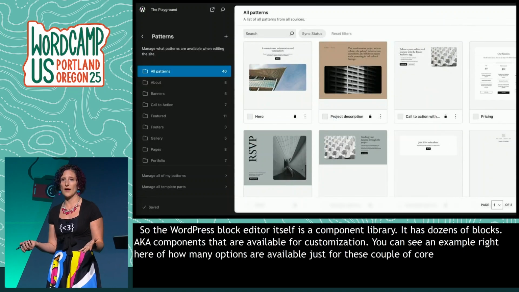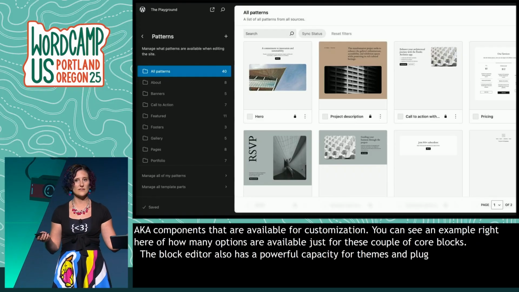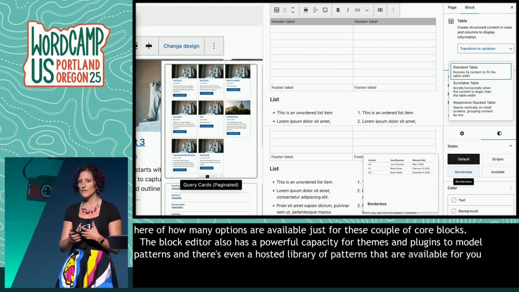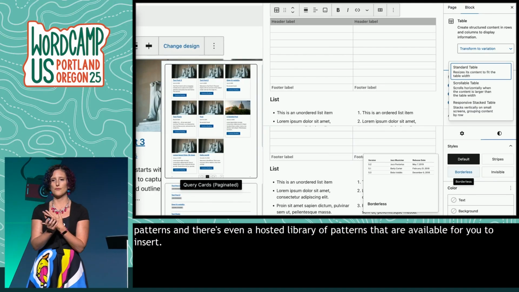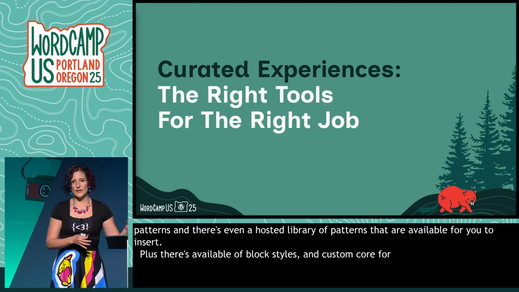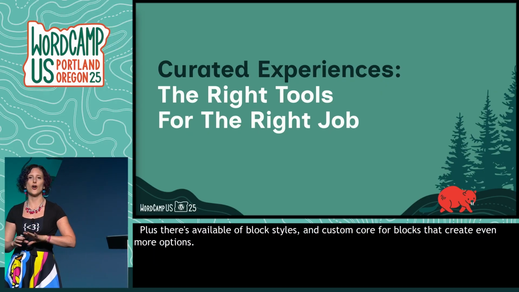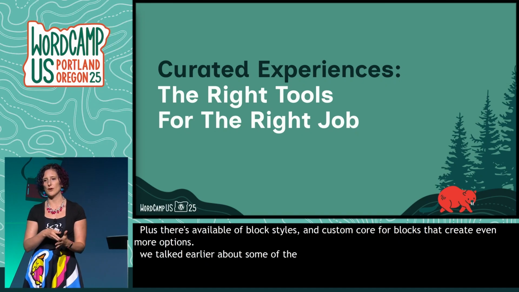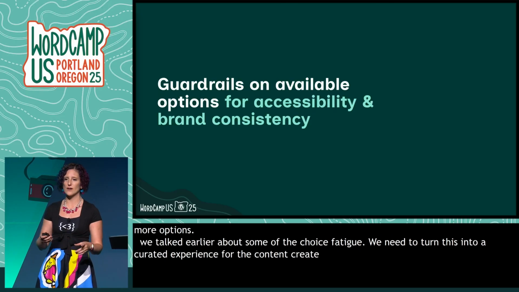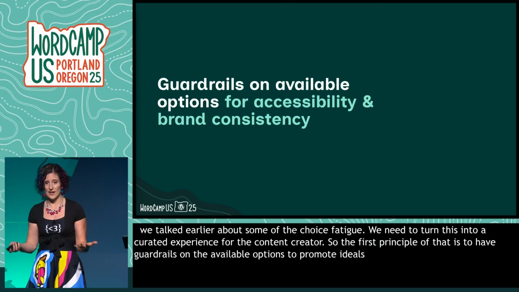The block editor also has a powerful capacity for themes and plugins to bundle patterns, and there's even a hosted library of patterns that are all available for you to insert. Plus, there are additional capabilities like block variations, block styles, and custom transforms for core blocks that create even more options. But we talked earlier about some of the problems of over-choice, decision fatigue, do-it-yourself. We need to look at how to turn all of these really great capabilities into a curated experience for the content creator. So the first principle of that is to have guardrails on the available options to promote ideals like accessibility and brand consistency, which is kind of why we're here.